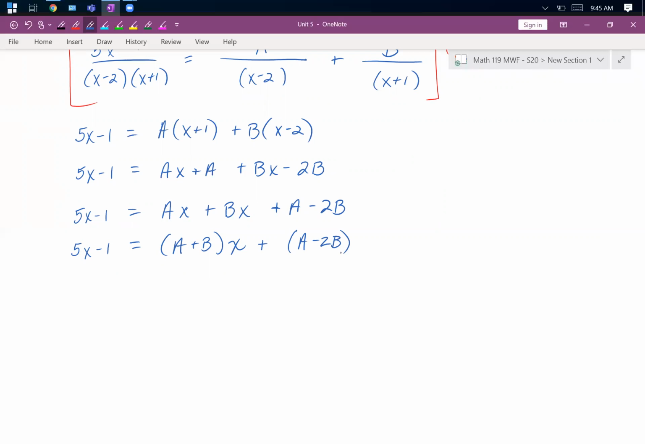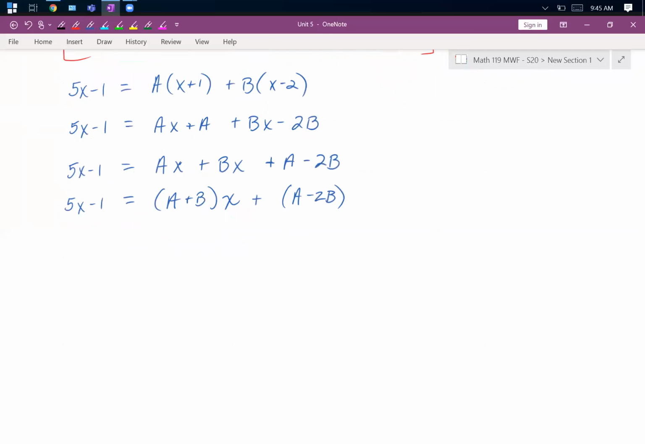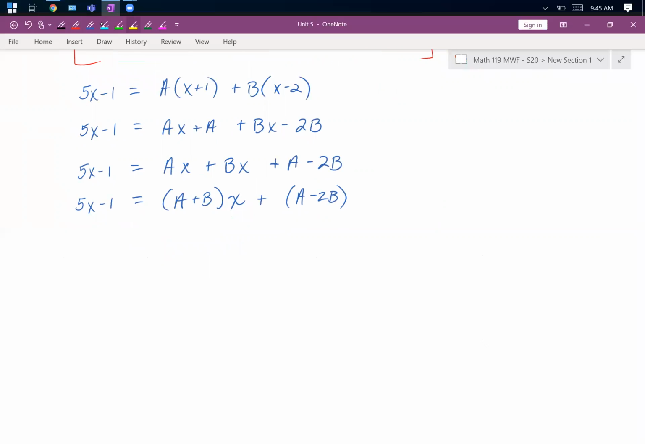Yeah, why do you put the x in the back again? Well, I'm going to show you. It'll be clear in the next step. Oh, okay. Because our next step now is to equate our coefficients. We have an equation, which means I got one thing equal to another thing. If they're equal, notice that the 5 here is the coefficient of the x term on the left. Well, now A plus B is the coefficient of the x term on the right.